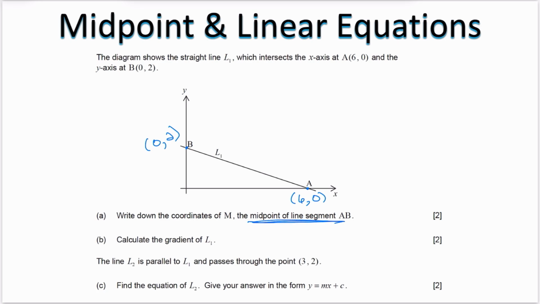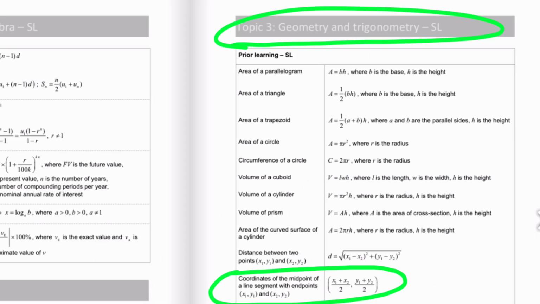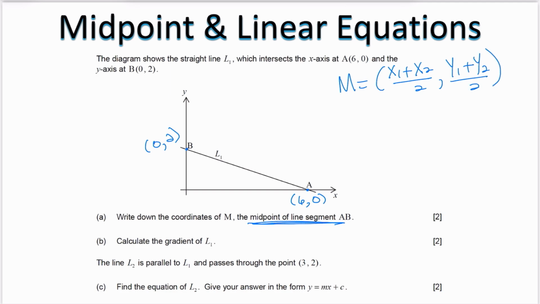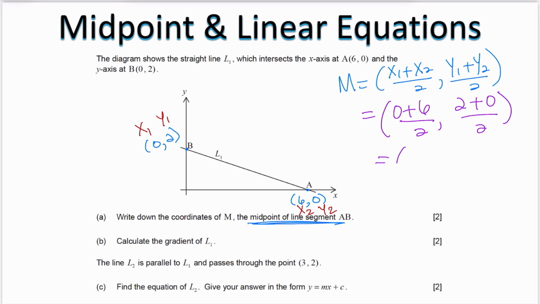The midpoint formula is in the formula booklet. You're going to see they give you the formula under topic 3, geometry and trigonometry, the coordinates of the midpoint. It doesn't matter which one I call x1, which one I call y1, but remember that every ordered pair is x comma y. So I can say this is x1, y1, and this one could be my x2, y2. So the midpoint here is going to be (0 plus 6) over 2, comma (2 plus 0) over 2, which is 6 over 2, 2 over 2, and the midpoint is (3, 1).